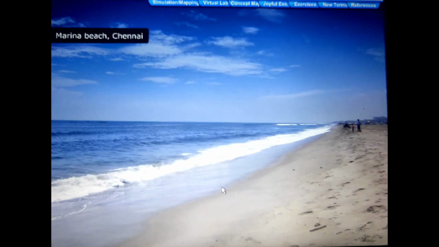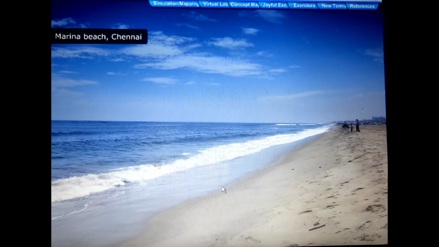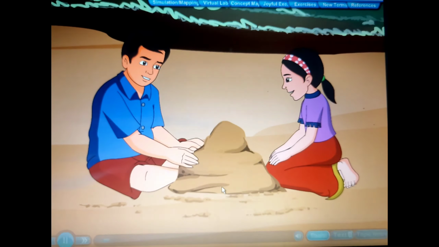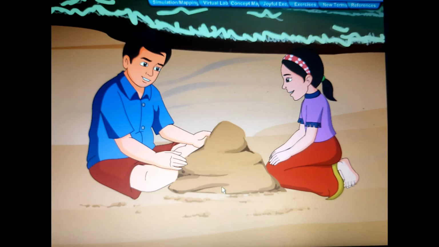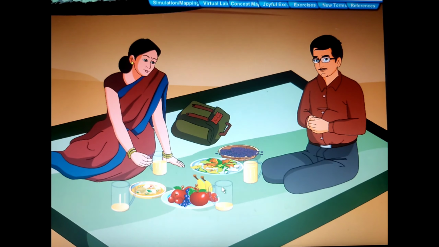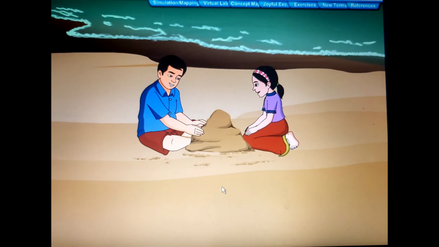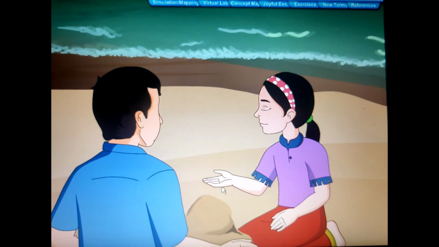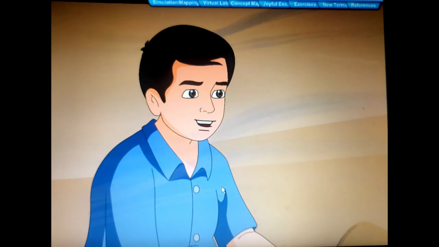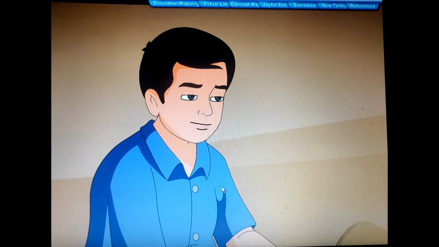Convection current in nature. Marina Beach, Chennai. Dhanush and his younger sister are enjoying an afternoon with their parents at Marina Beach, Chennai. How is it that there is so much breeze here at the beach? It is because of the sea breeze.